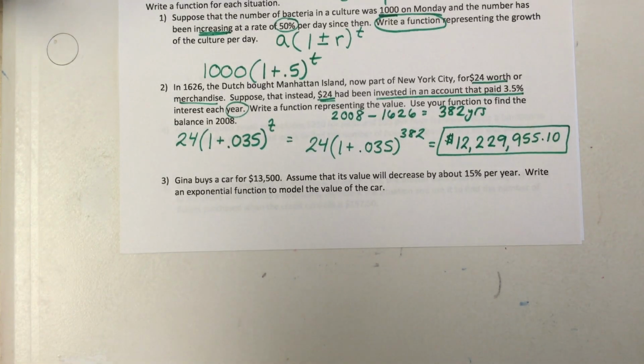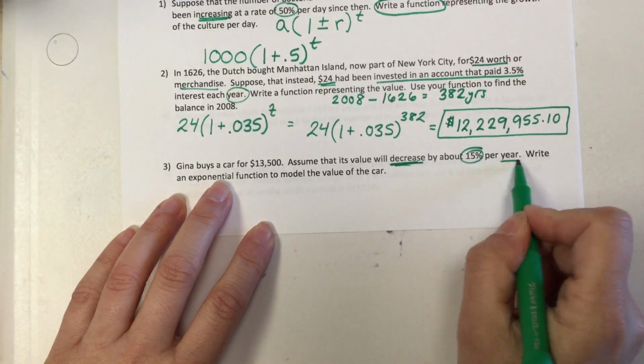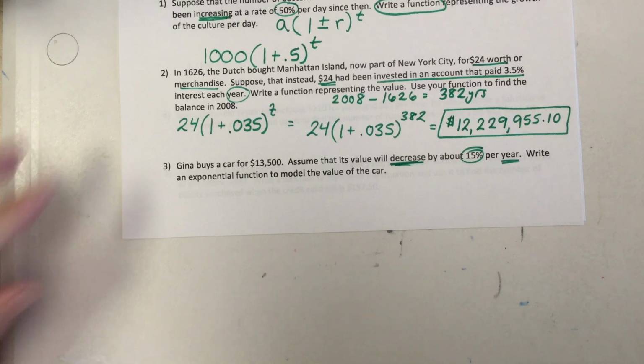Gina buys a car for $13,500. Assume that its value will decrease. Okay, that's the normal trend when you buy vehicles. Let's say that it decreases by 15% per year. Write an exponential function to model the value of the car.